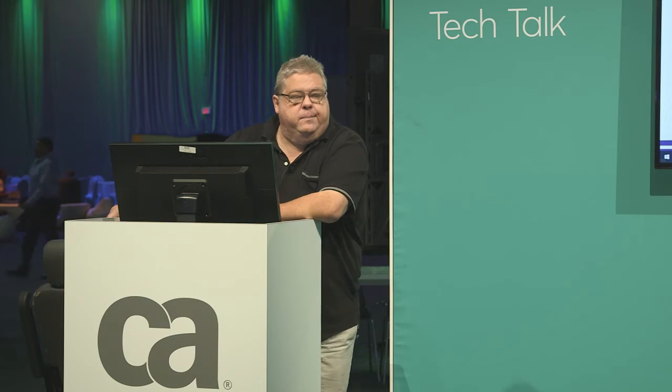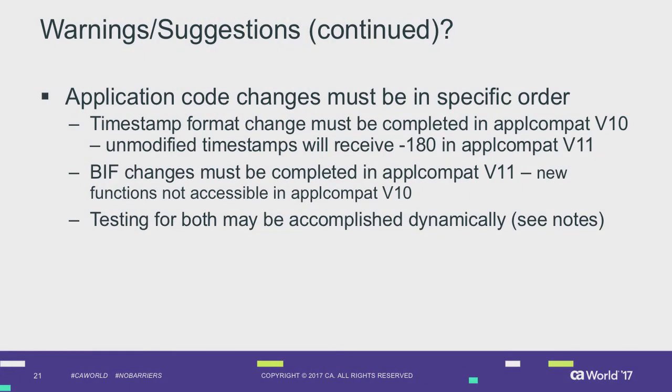There is a method that you have to employ for dynamic stuff. Timestamp format changes must be completed in Apple Compat 10. Once you go to Apple Compat 11, the old timestamps will generate a SQL code of -180. Now, both the old and the new work in Apple Compat 10. So really you want to make that change in Apple Compat 10. On the other hand, the built-in function changes for dynamic can't be done until Apple Compat 11 because the new functions, the varchar or the car9 and the varchar9, don't exist in Apple Compat 10.